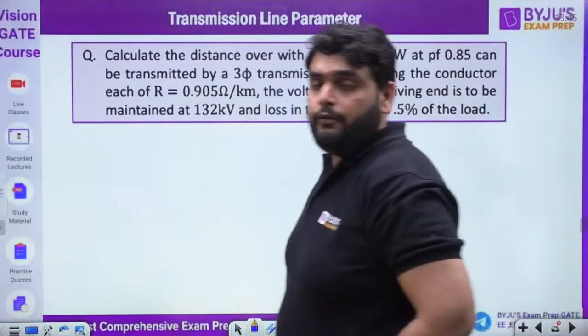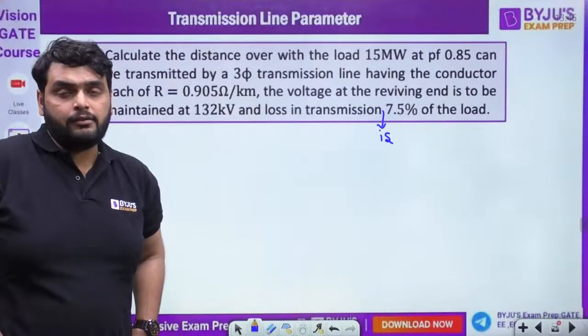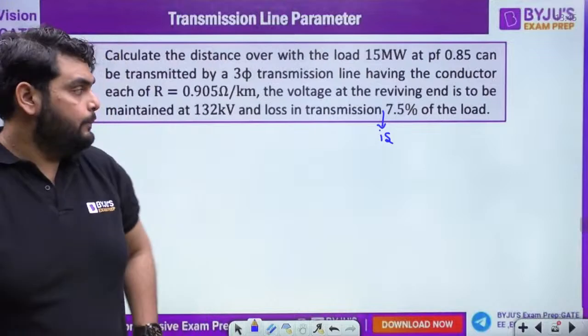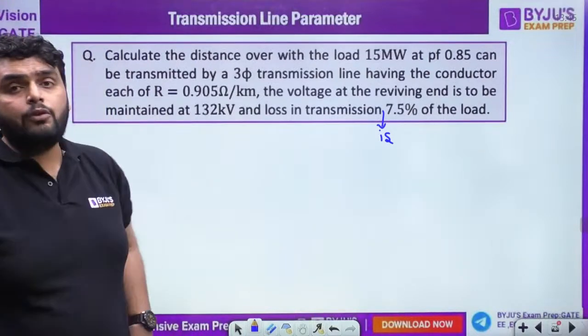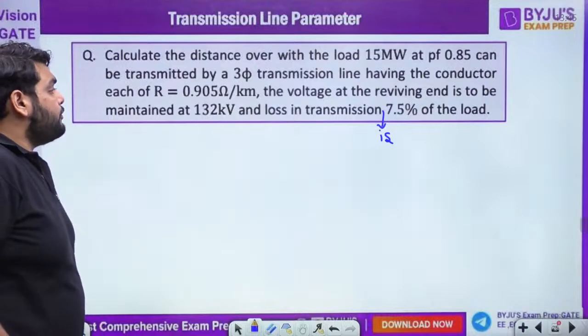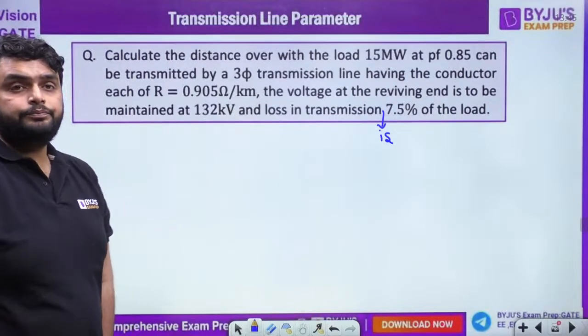69.55, Ashwini, very fast, 69.55 kilometer. I don't remember the answer, we will find it. But can you briefly tell me how you have solved this question? Anyone else try to solve the answer?